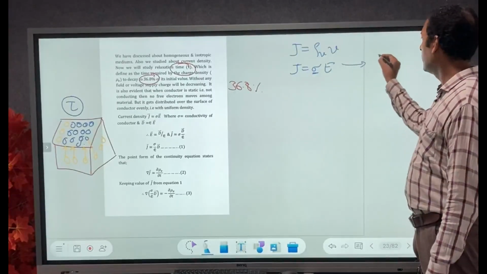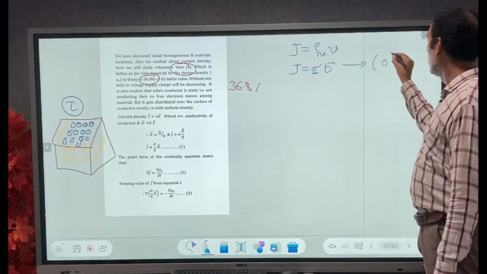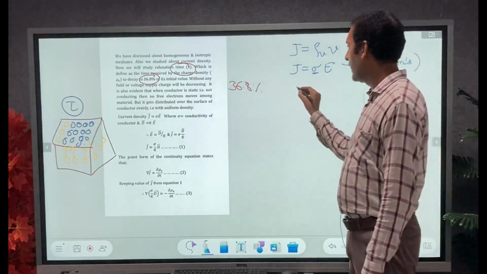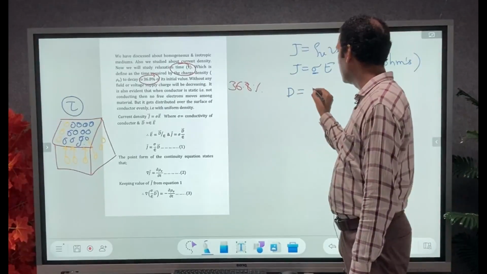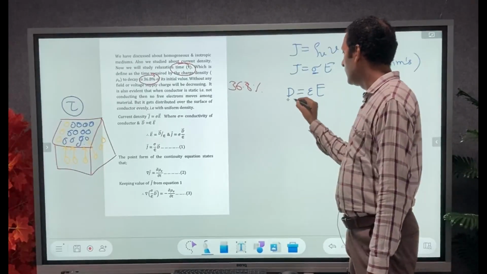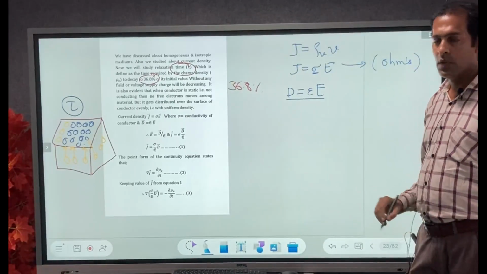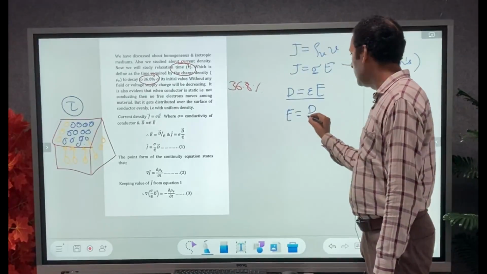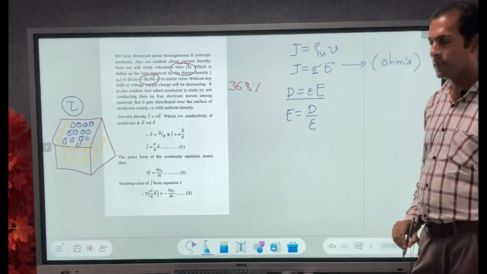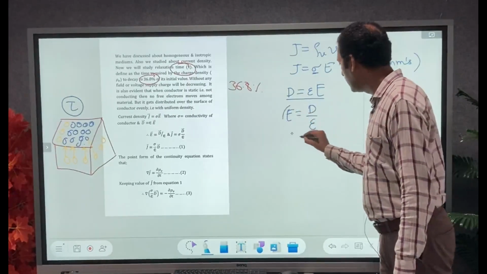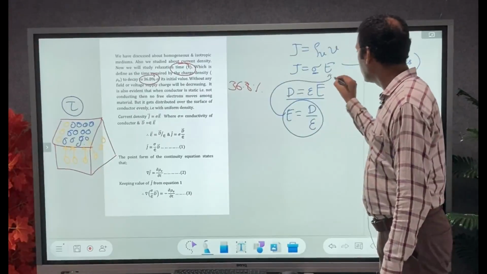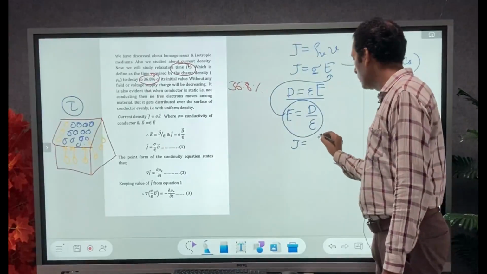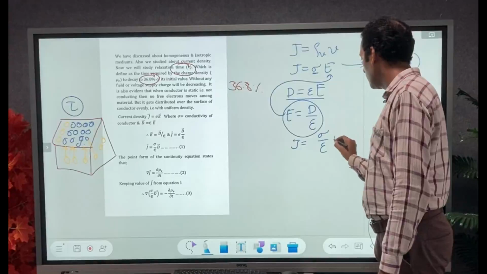So that is nothing but Ohm's law, which we discussed in the previous session. Now we know that the relation between D and E is given by epsilon: D is equal to epsilon E. So from here, E is equal to D by epsilon. If we keep this value of E into the expression of J, we can write J is equal to sigma by epsilon into D.